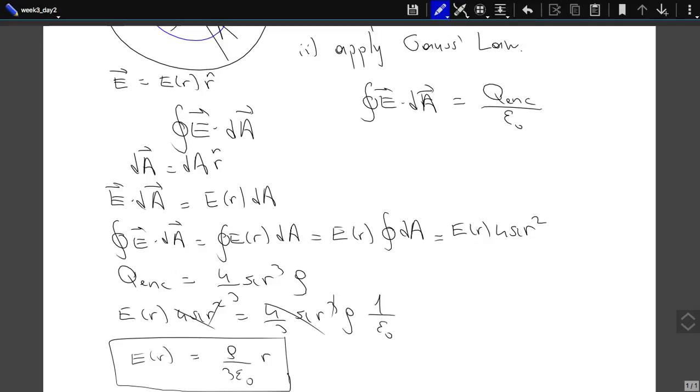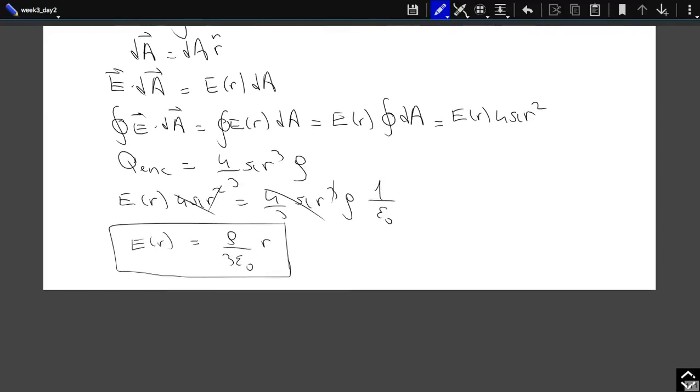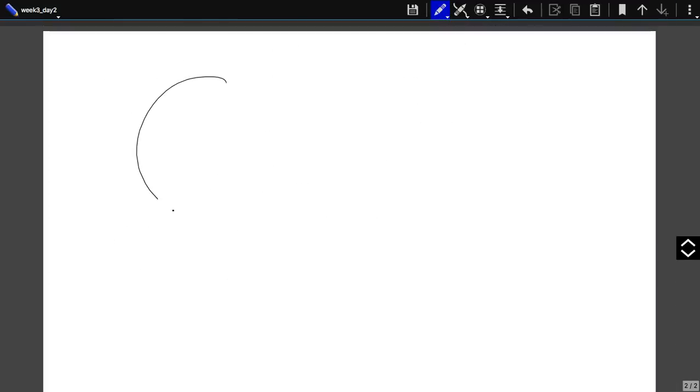Now this is one part of the solution. So this is the electric field at a point inside my sphere. Now we can look for a point outside my sphere. So this is my sphere, it has a charge density rho, and I can ask for the electric field here.